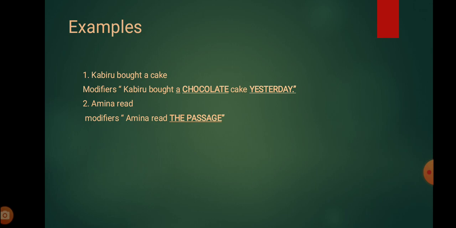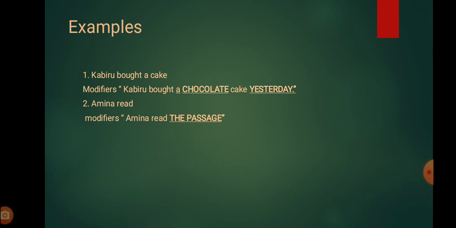Kabiru bought a chocolate cake. We are now describing what? The cake that Kabiru bought, which is chocolate by taste. Yesterday is also trying to show us more light on the cake that Kabiru bought yesterday. So in the modification, we have a chocolate cake, and it is yesterday.